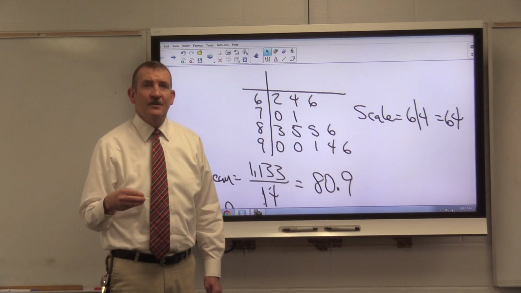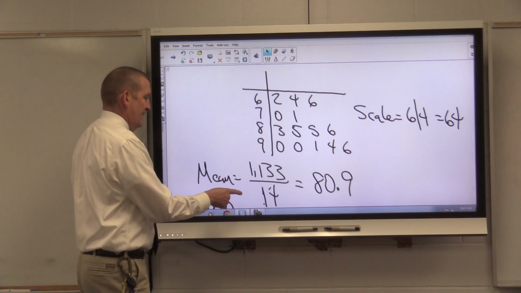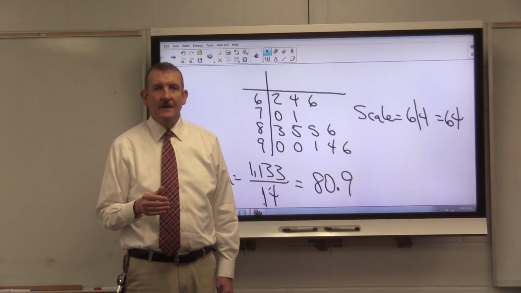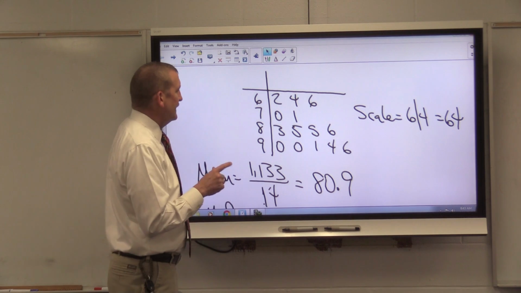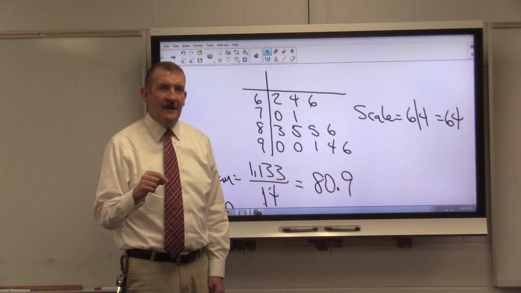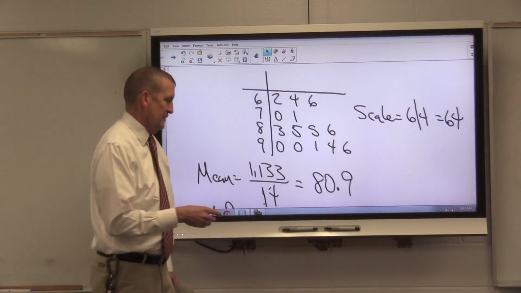Median. This is the first one where we've had an even number in our data set, 14. Okay, 14. So let's talk about, again, review. If it's an even number in your data set, then the median is the average of the 2 middle numbers.